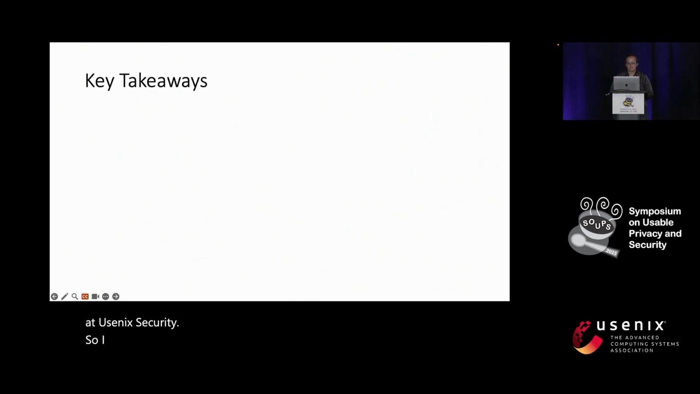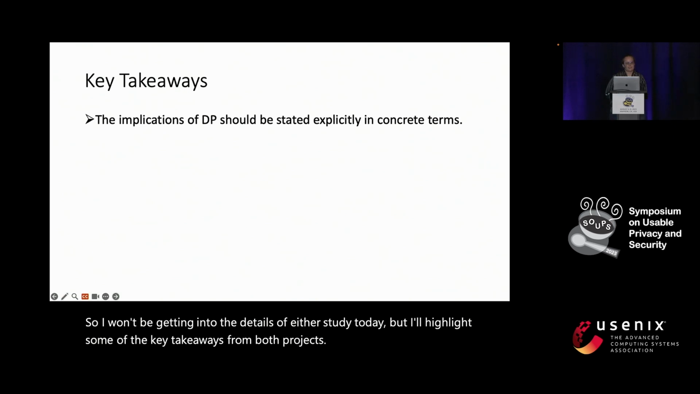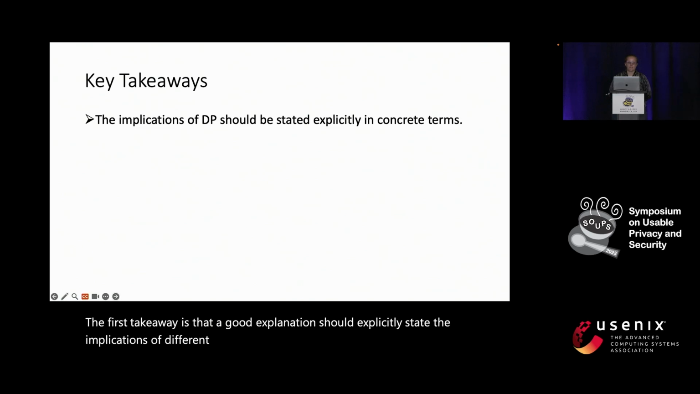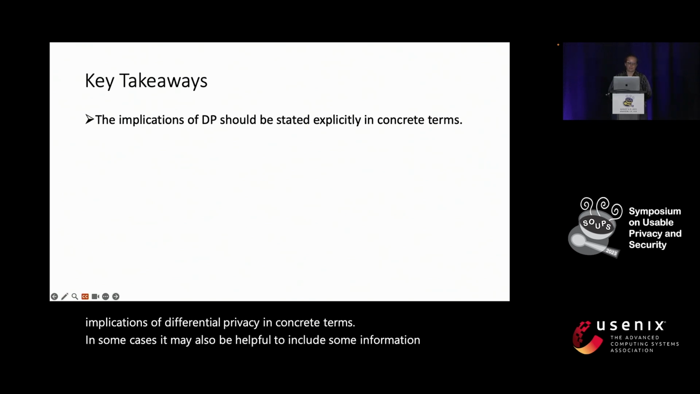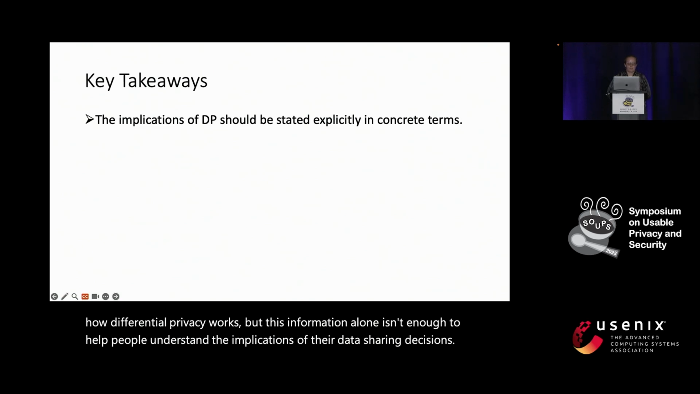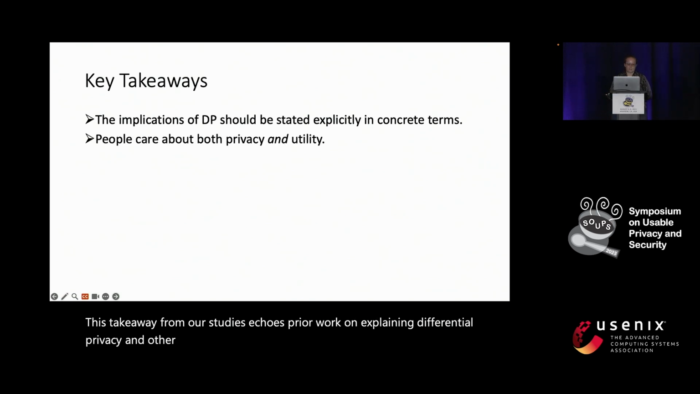So I won't be getting into the details of either study today, but I'll highlight some of the key takeaways from both projects. The first takeaway is that a good explanation should explicitly state the implications of differential privacy in concrete terms. In some cases, it may also be helpful to include some information about how differential privacy works, but this information alone isn't enough to help people understand the implications of their data sharing decisions. This takeaway from our studies echoes prior work on explaining differential privacy and other privacy technologies.